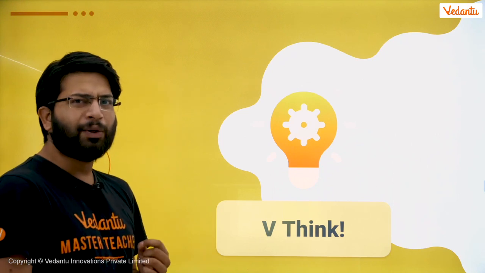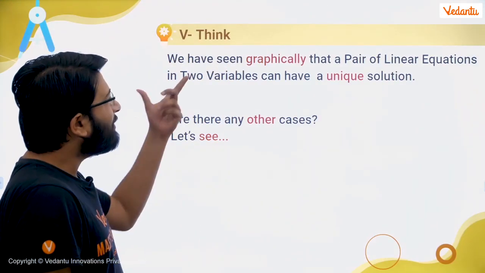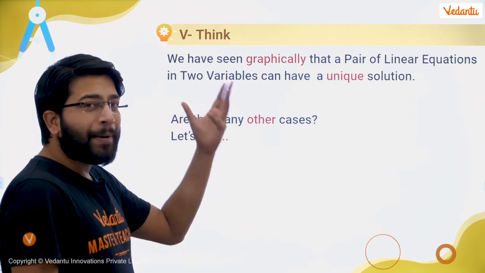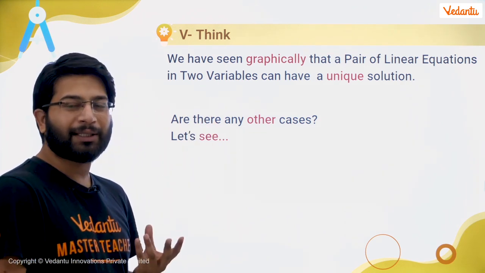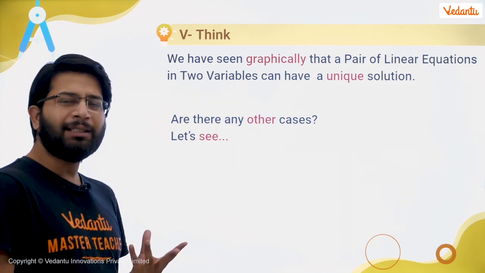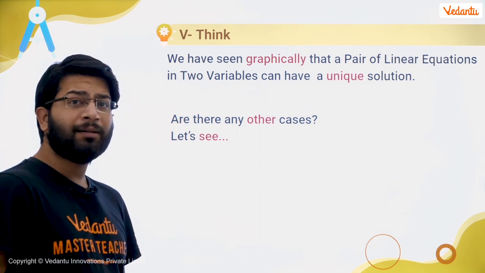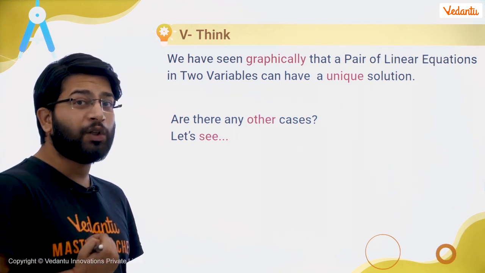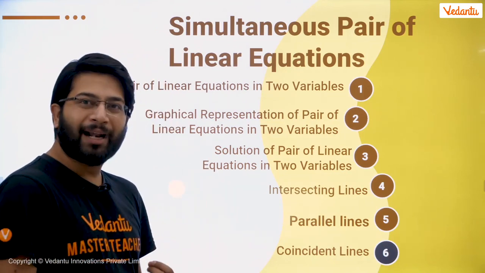Now, champ, one question for you to think about. We have seen graphically that a pair of linear equations in two variables can have a unique solution. But are there any other cases? That means, can the pair of linear equations have zero solution? Can it have more than one solution? Let's figure it out. Champ, now let's talk about the parallel lines.